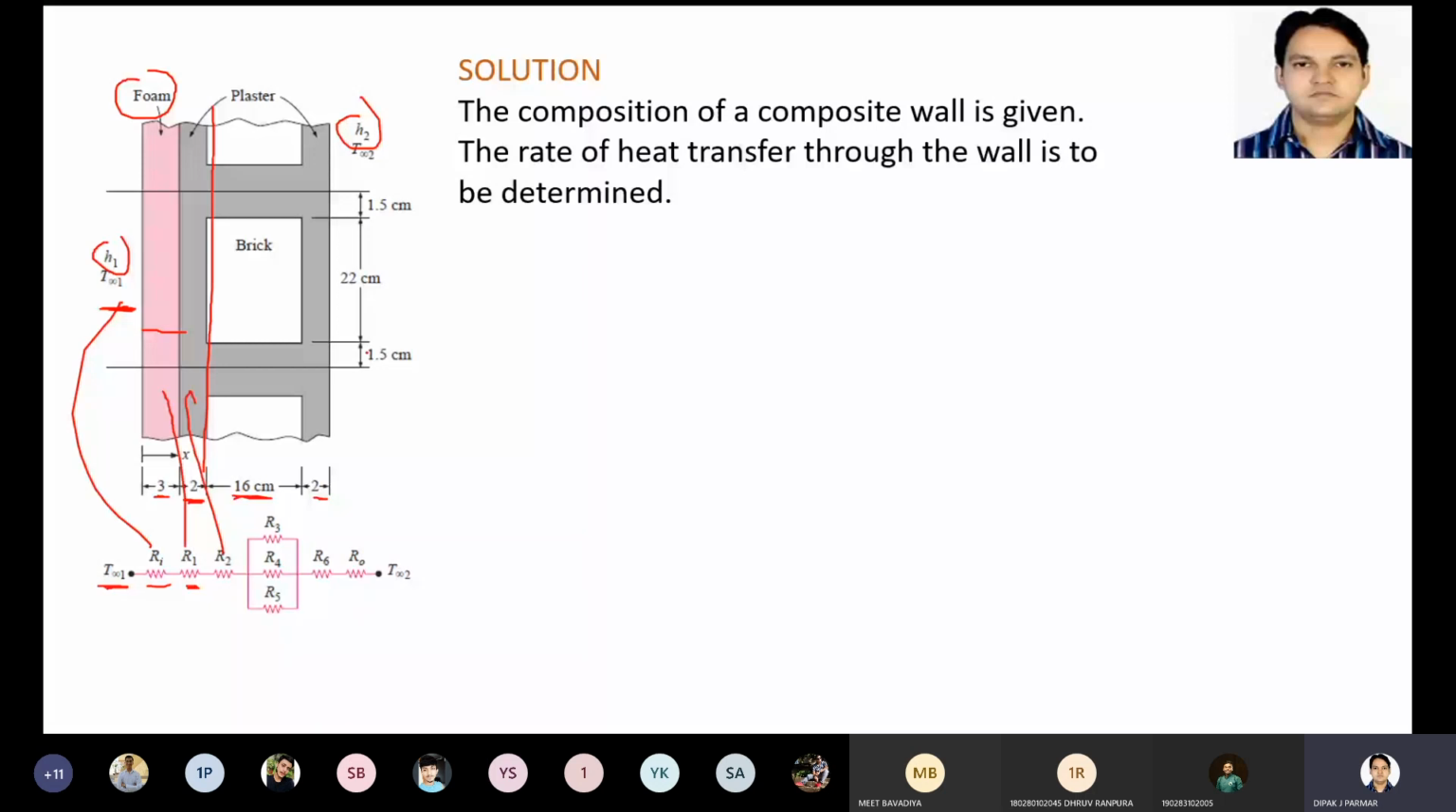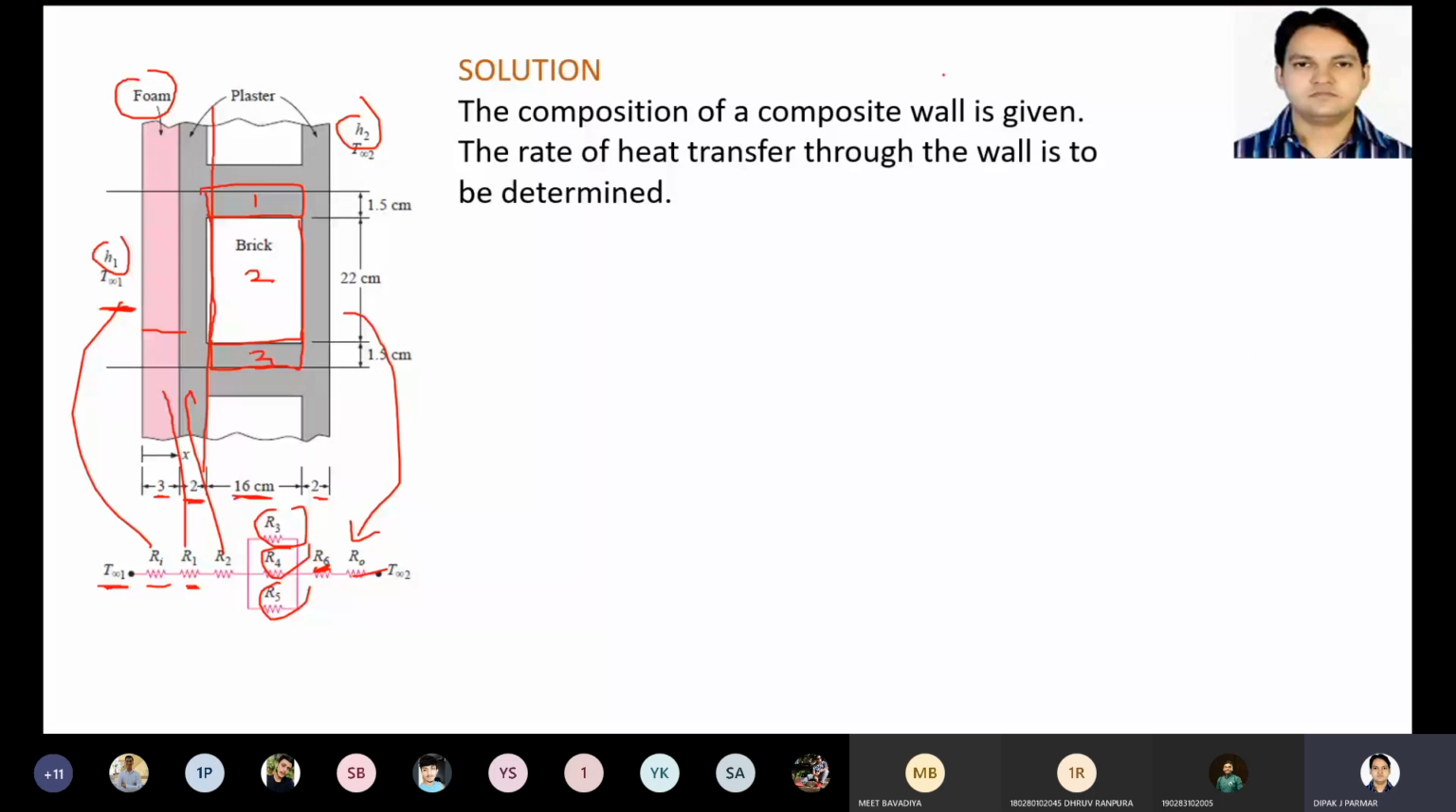One plaster layer, second brick layer, and third again a plaster layer. So this is 1, this is 2, and this is 3. They are in parallel, so R3, R4, and R5 are in a parallel system. Then R6 is again the resistance of plaster, and Ro is the convection resistance over here. We have to calculate Ri, R1, R2, R3, R4, R5, R6, Ro, and then temperatures are given. We can solve it.